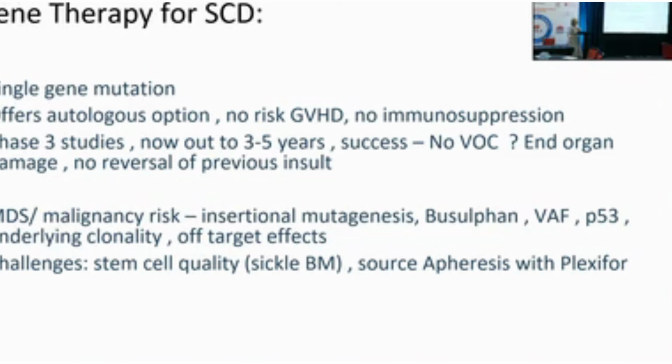So sickle cell, as we've heard, is really a perfect disease for gene therapy because it's a single amino acid point change or a single gene change. Using gene therapy allows us to use the patient's own cells or the virus, so we don't have some of the problems we see with transplant, which include immunosuppression and GVHD. We're now out to quite a number of phase 3 studies, so that's exciting, and out to sort of 3 to 5 years for patients who've had this therapy.